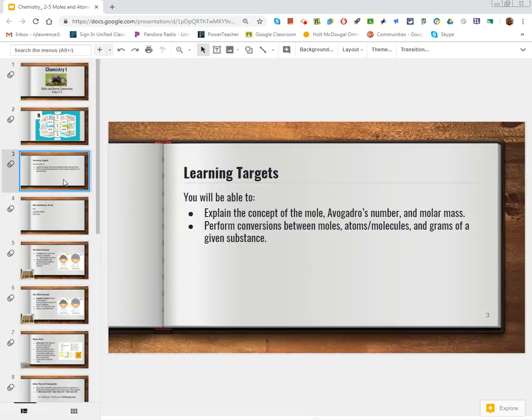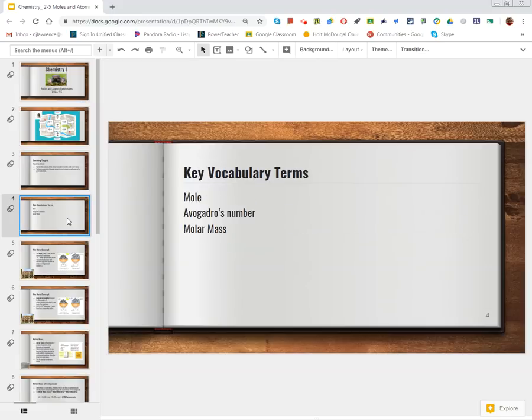In this video, we're going to understand and you're going to be able to explain the concept of the mole, Avogadro's number, and the molar mass. Then we're going to perform some conversion problems between moles to number of atoms, particles or molecules, and also convert to grams of a given substance. A couple of key terms you'll hear are mole, Avogadro's number, and molar mass. And again, if at any time you're not understanding the definition through use in context, pause the video and Google these terms to get a better idea.